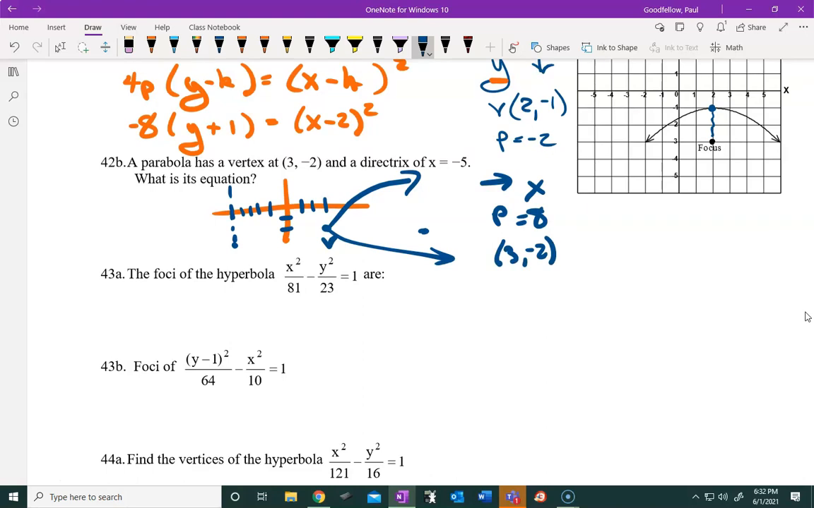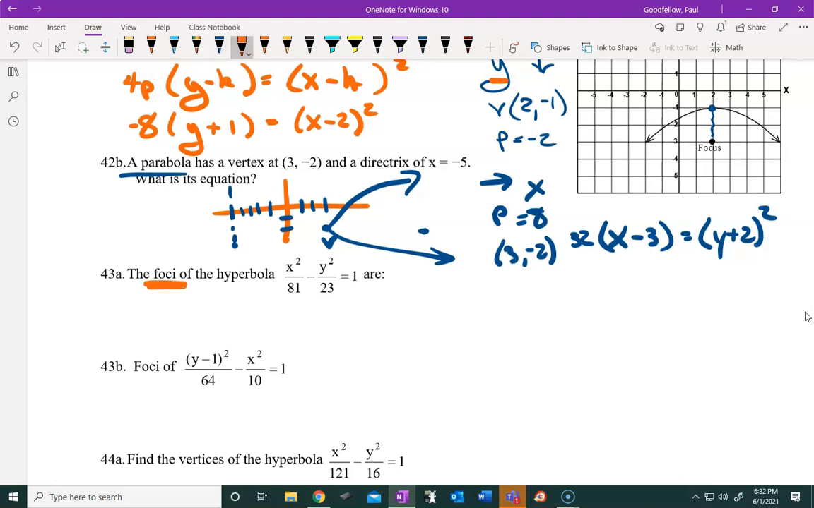Now, let's piece it together. Going in an x direction must be x's unsquared. X minus 3, quantity, equal to y plus 2, quantity squared, and the actual 4p would mean that that's 32. All right, practice some parabolas. They're the ones that I think are the hardest ones to remember, but not too bad.